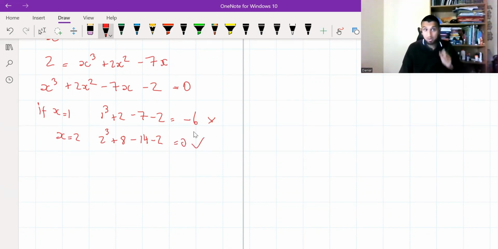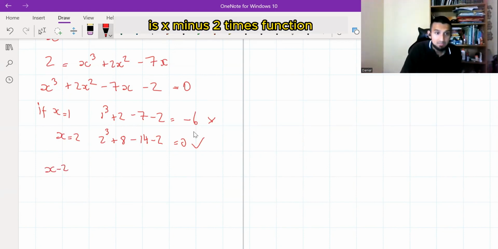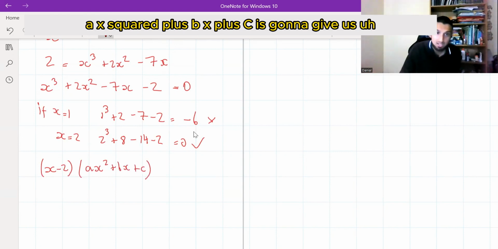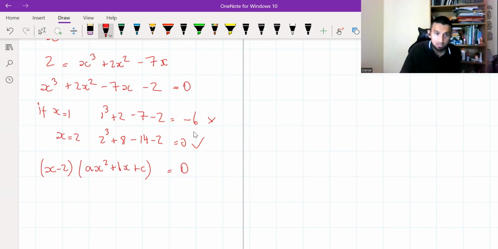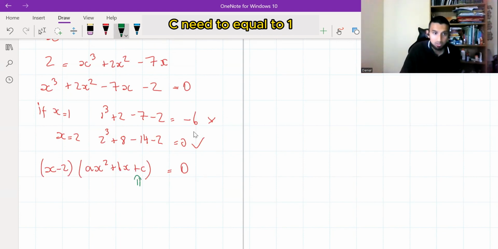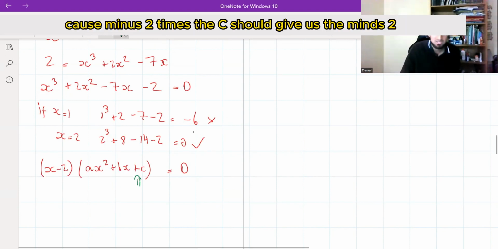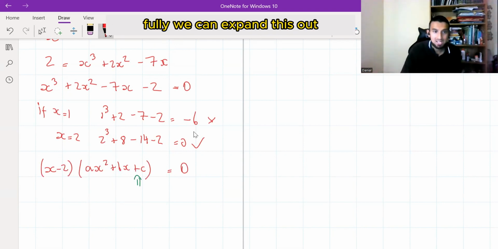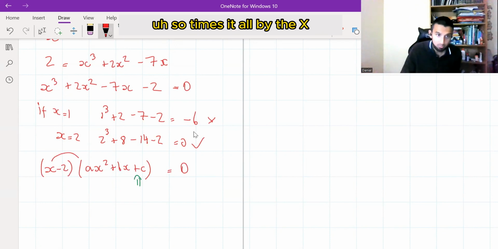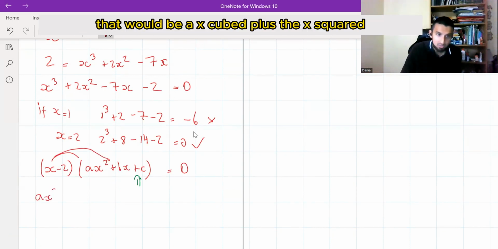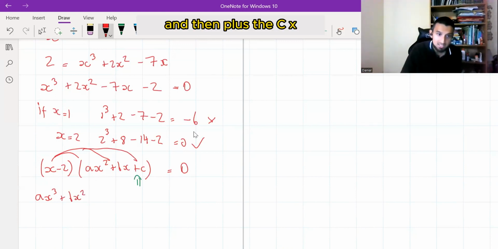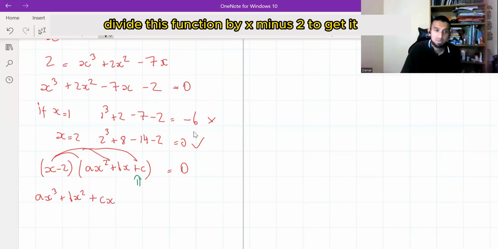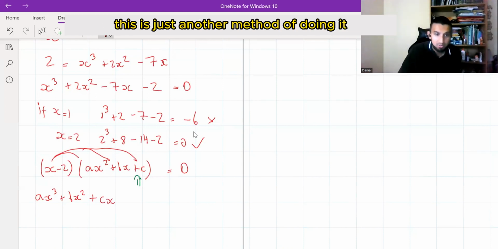So now we know that it is x minus 2 times a function ax squared plus bx plus c, and we need to find a, b, and c to factorize this. Now clearly c needs to equal 1, because minus 2 times c should give us the minus 2. Just to show you this fully, we can expand this out. So times it all by the x, that would be ax cubed plus bx squared and then plus cx. You could alternatively divide this function by x minus 2 to get it. This is just another method of doing it.